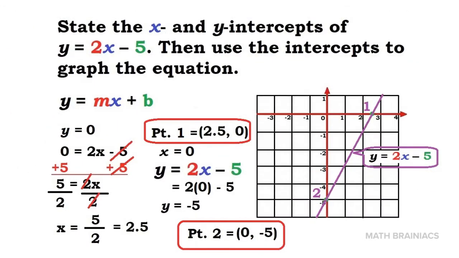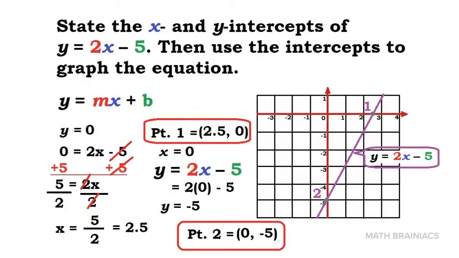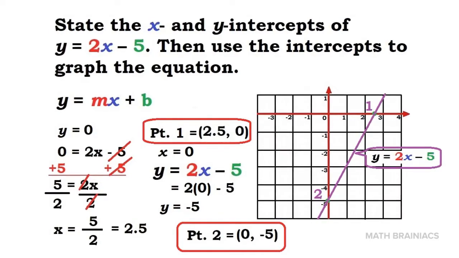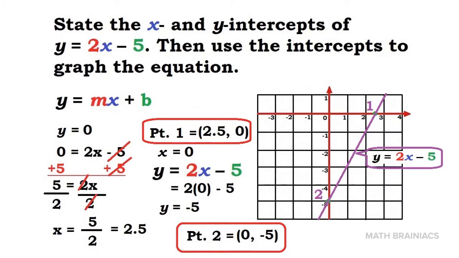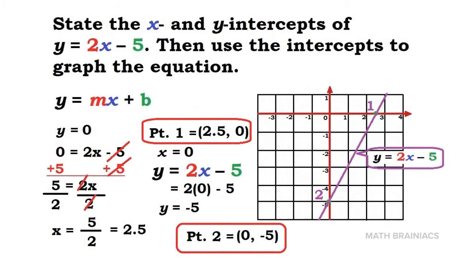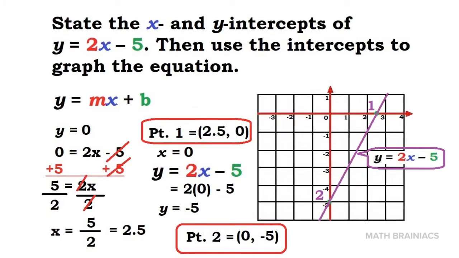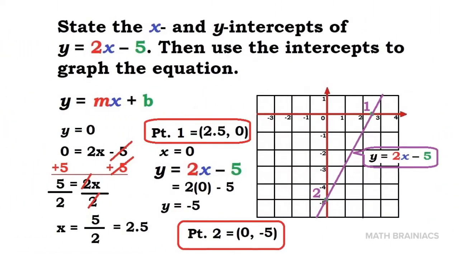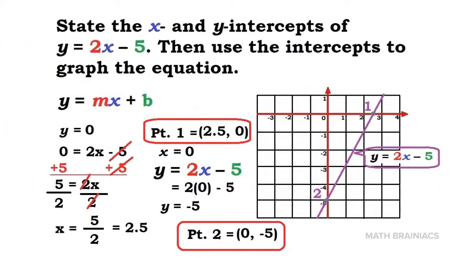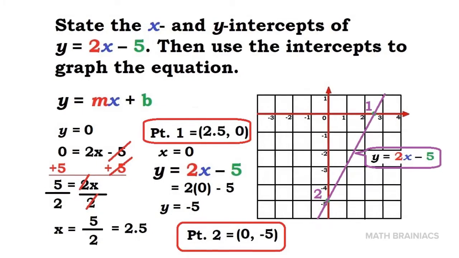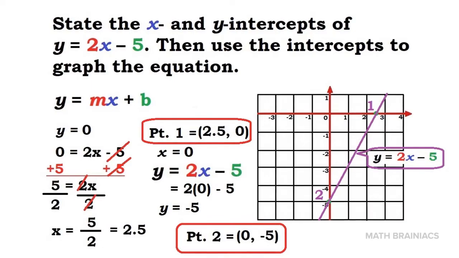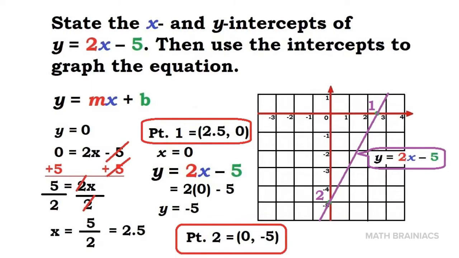To wrap it up, in finding the x and y-intercept of the equation using the slope-intercept form, we're just going to set the y into 0 so that we can solve for the x-intercept, then set the x into 0 so that we can solve for the y-intercept. After finding the 2 points of the line, we can plot them on the coordinate plane, and we can connect the 2 points with a line so that we can find out the line of the equation.